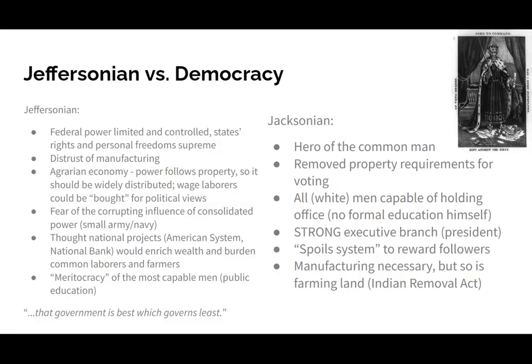They had a pretty strong distrust of manufacturing. That is going to start to change a little bit after the War of 1812, when it becomes really apparent that the U.S. cannot be dependent on foreign nations for manufactured goods.